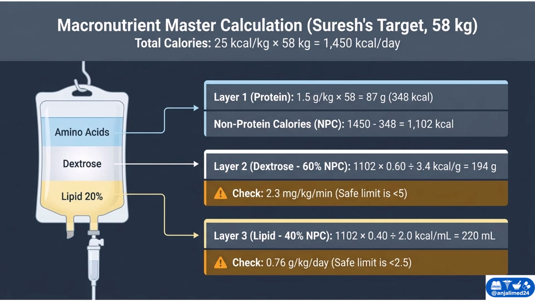The remaining 40% of non-protein calories are supplied as lipids, which equals approximately 220 milliliters of 20% lipid emulsion per day. This provides a lipid dose of 0.76 grams per kilogram per day, well within the safe limit of less than 2.5 grams per kilogram per day.